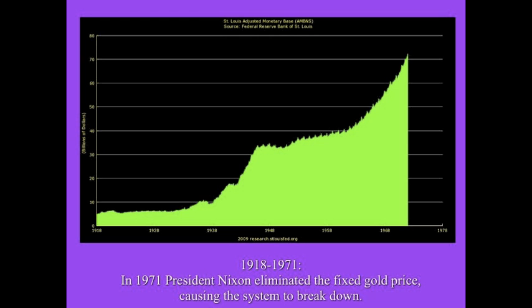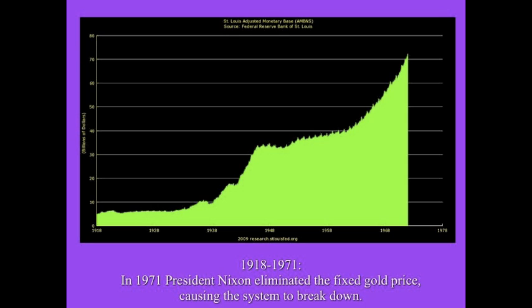This is a chart of our U.S. monetary base from 1918 to 1971, as reported by the St. Louis Federal Reserve. In other words, it is how much money the government is printing and injecting into the monetary system. In 1971, President Richard Nixon eliminated the fixed gold price, causing our monetary system to break down. The world was concerned at that time, but we assured the world that we had a good track record and would not print too much money.